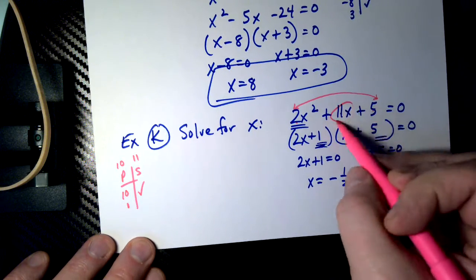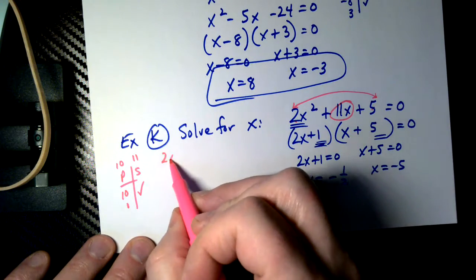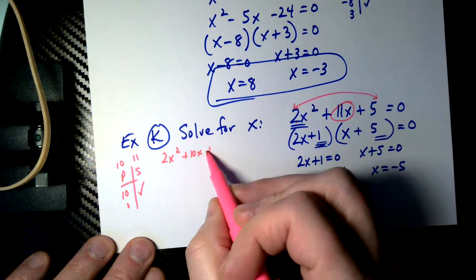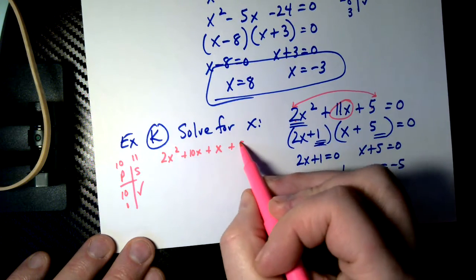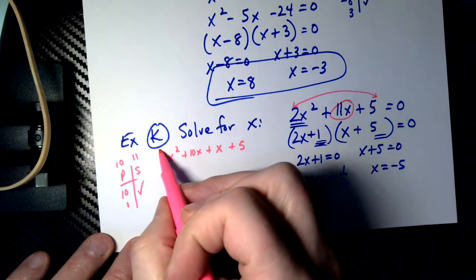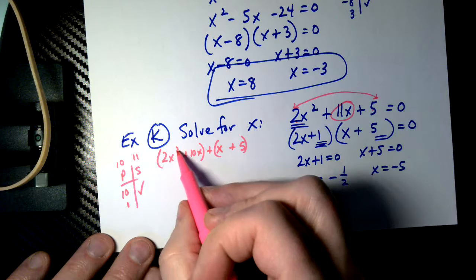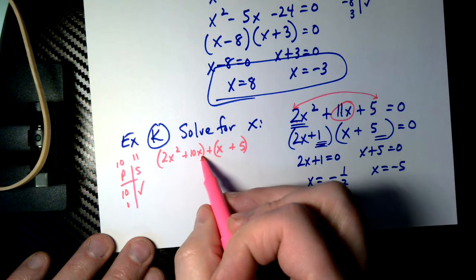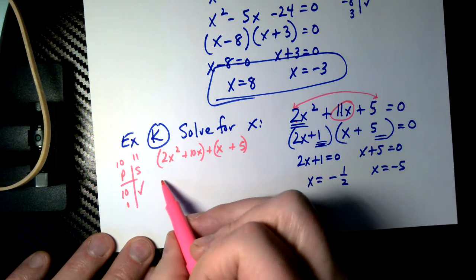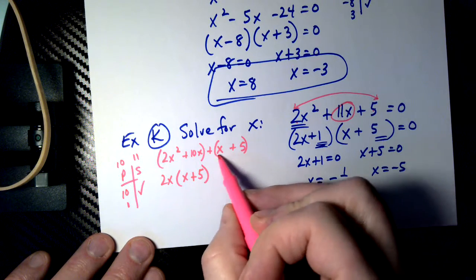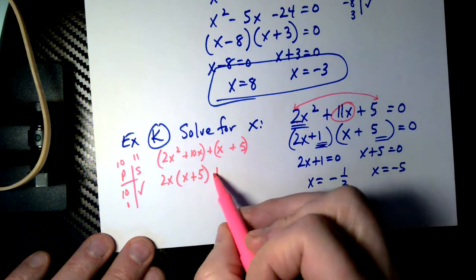And what I do is I split this middle up. Instead of using 11x, I say, well, I'm going to use 10x and x. And then I do something called factor by grouping. Group the first two, 2x squared plus 10x. I take out a 2 and an x. I get x plus 5. This one I don't have anything in common to take out, so I'm just going to take out a 1.